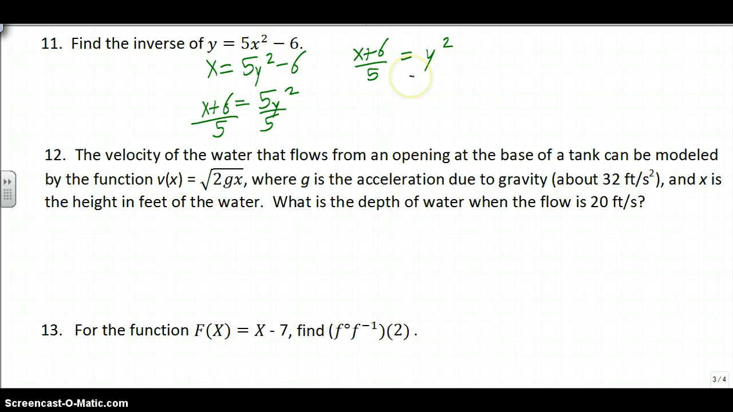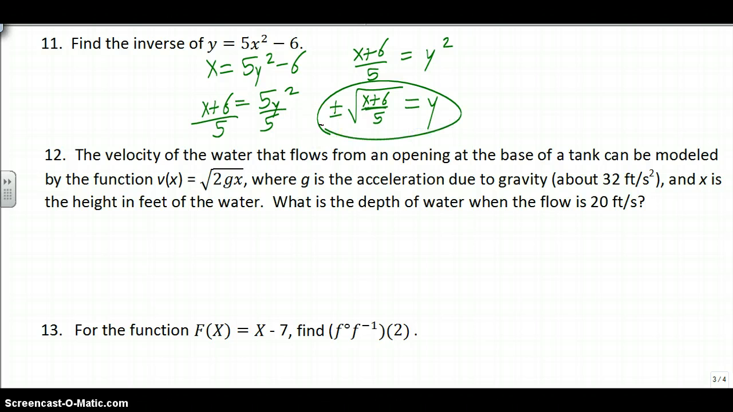But I have y squared. I have to get y by itself, so take the square root. Once again, whoop, whoop. Plus or minus. Alarm should be going off. You need plus or minus. All right. So there it is. That's the inverse. Not too bad.